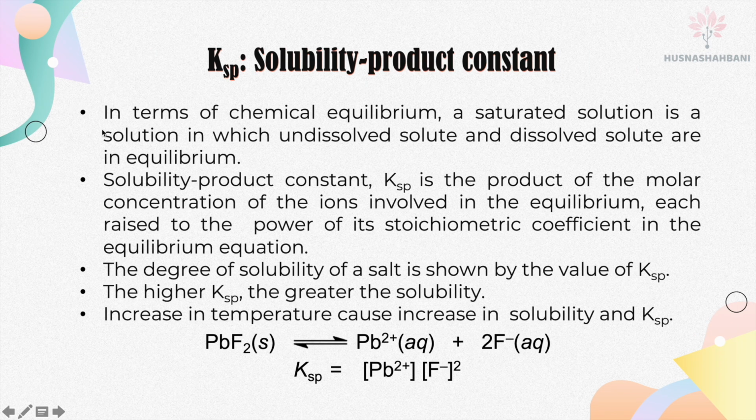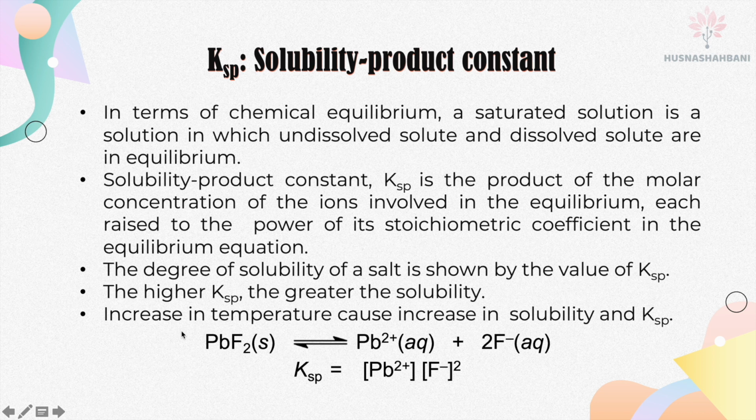Solubility-product constant. In terms of chemical equilibrium, a saturated solution is a solution in which undissolved solute and dissolved solute are in equilibrium. Ksp is a product of molar concentrations of the ions involved in the equilibrium, each raised to the power of its stoichiometric coefficient in the equilibrium equation. The degree of solubility of a salt is shown by the value of Ksp. The higher the Ksp, the greater the solubility.